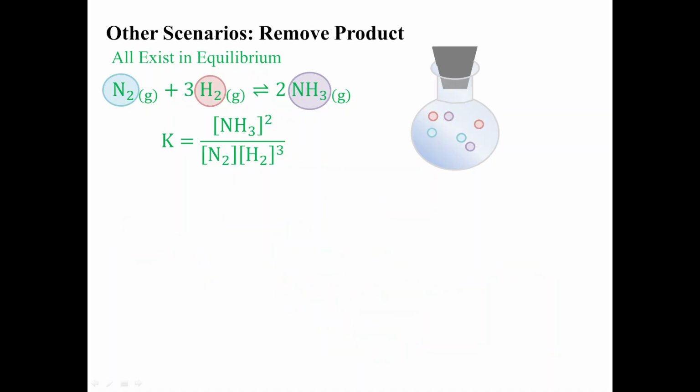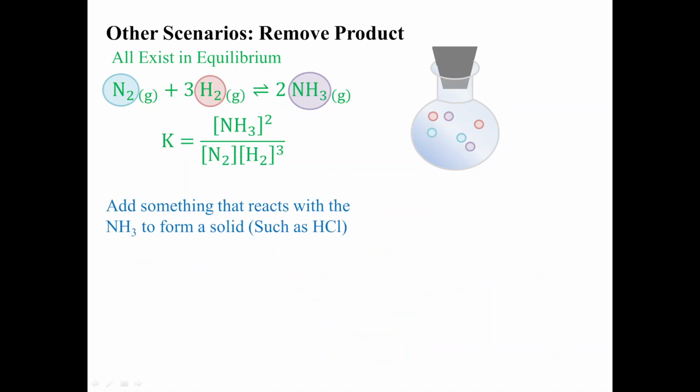Let's take another scenario. Let's say we are going to remove some of our product. And we could do this by adding something that reacts with our product. In this case, we could add in some HCl, and that will cause it to precipitate out. So let's say we add some HCl, we lose some of our NH3, and now our reaction quotient is going to change in the fact that our numerator is now smaller.